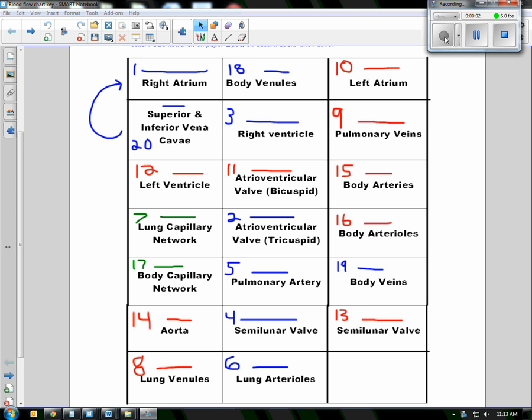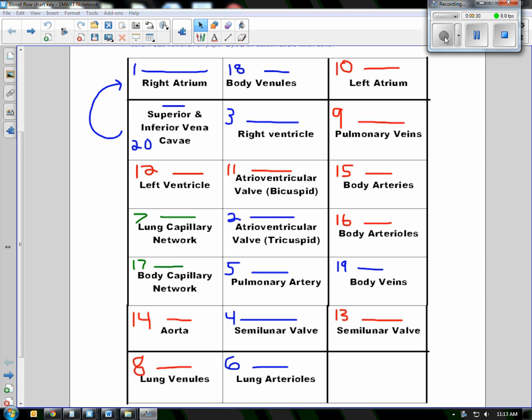Okay, so what you have in front of you now is the key that went along with that flow chart that you tried to build yesterday. I haven't actually cut this out and put these in order, but I've numbered them. The numbers stand for the order in which blood would flow through all of these different parts of the circulatory system.